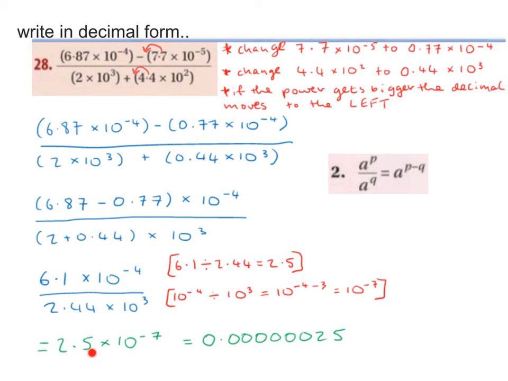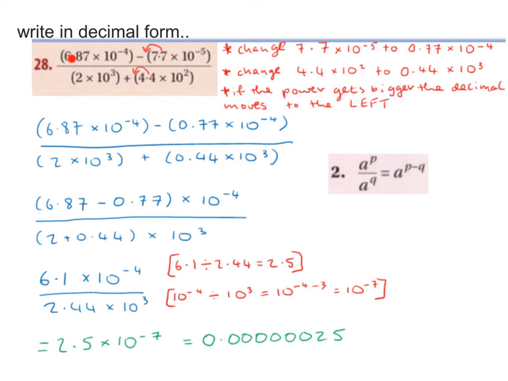So we have 2.5 times 10 to the power of minus 7. This is in scientific notation form, and we want it in decimal form. So what we have to do is move the decimal point 7 places to the left. So it started off here, 2.5, and it moved 1, 2, 3, 4, 5, 6, 7 places to the left. And we end up with 0.000000025.